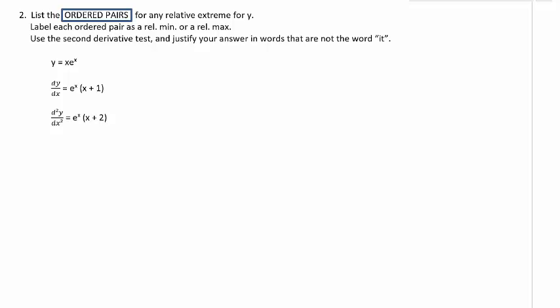In this problem, we're supposed to, again, find extrema for the original function and use the second derivative test to do that. And then we are supposed to find y values, ordered pairs. So once we get the x values, all that means is we'll have to plug each one back into the original function to get the y value that goes with it.